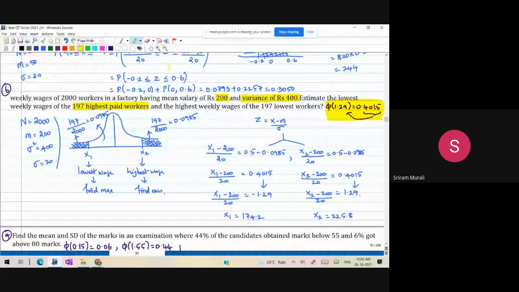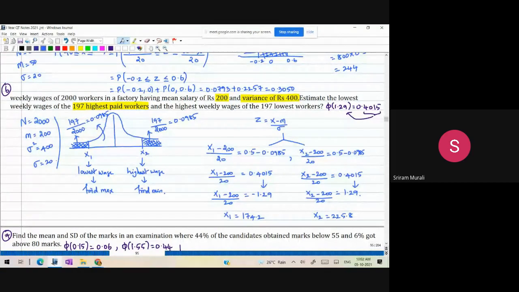What is the z value of this area? 0.4015, whose respective z value is 1.29, will be given in the question paper. It will be given in the question paper itself. Do you understand? Yes, sir.